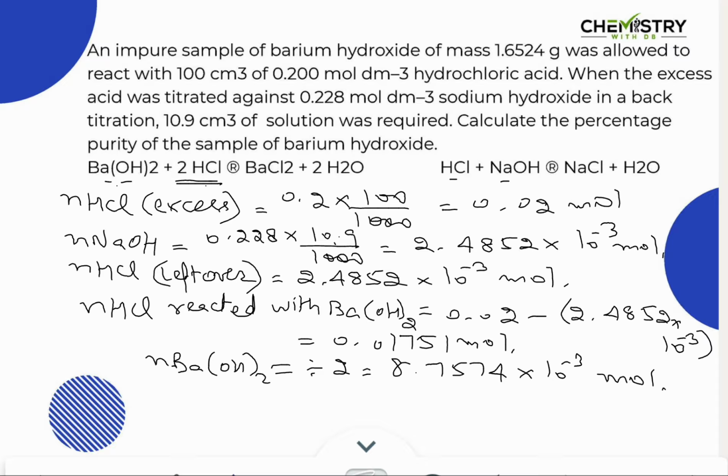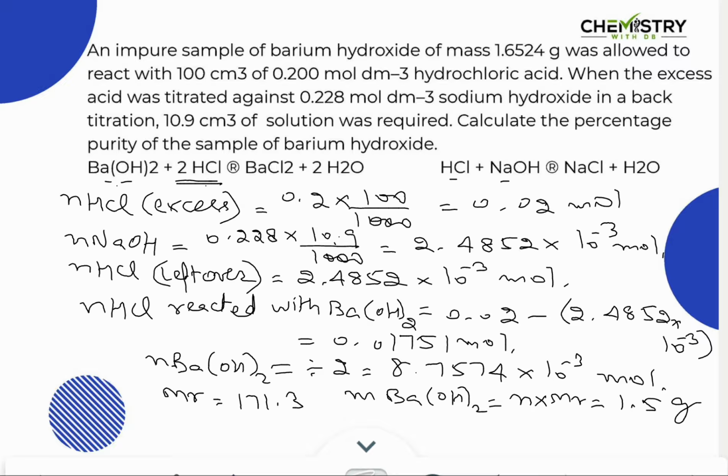So what we can do is, we are given the MR, we can find out the MR of barium hydroxide. So MR of barium hydroxide is 171.3. Okay, if you find that out. So what will be the mass of barium hydroxide? Mass of barium hydroxide will be the number of moles times the MR, which is 1.5 grams.